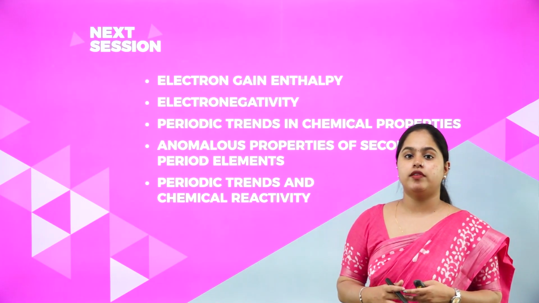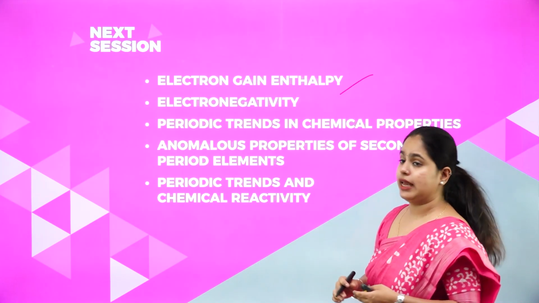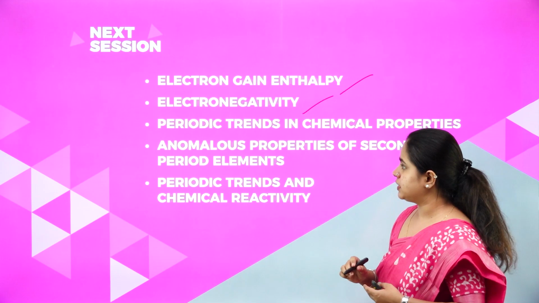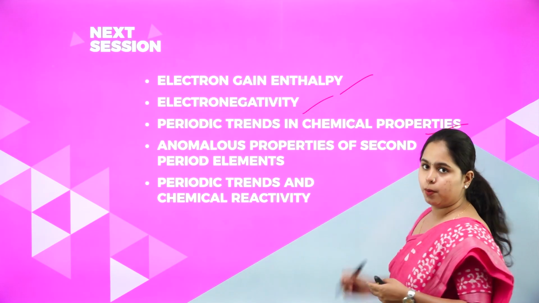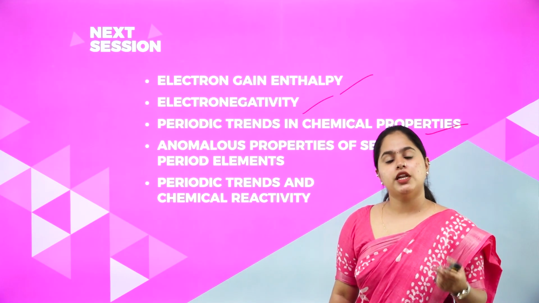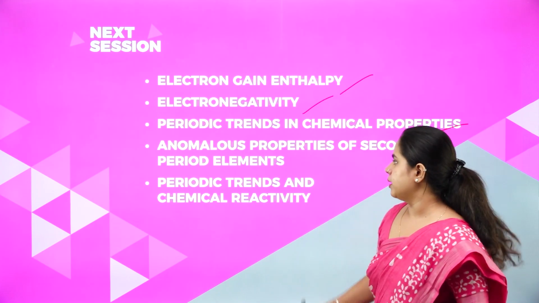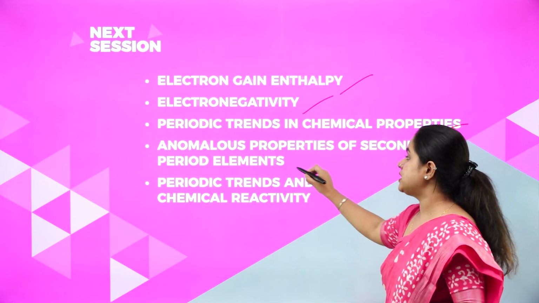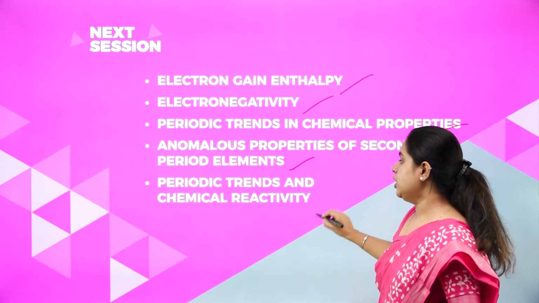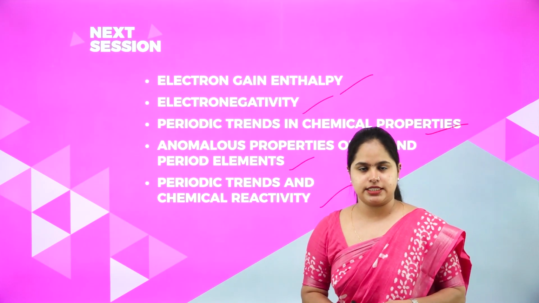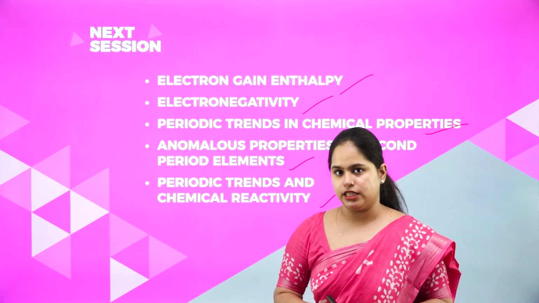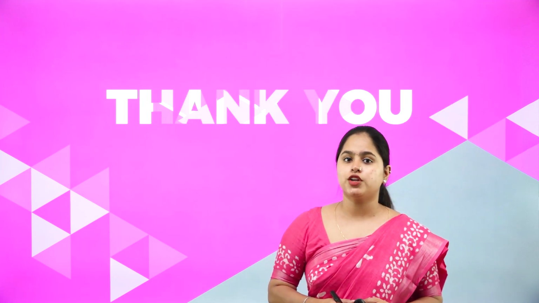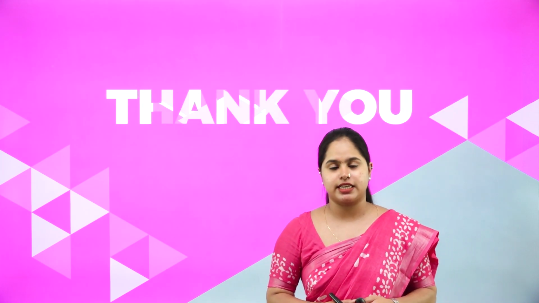In the next class, we will be discussing electron gain enthalpy, electronegativity, and periodic trends in chemical properties. So in this class, we studied the periodic trends in physical properties, and then the anomalous properties of second period elements and periodic trends in chemical reactivity, where we will end this chapter. I hope what we have discussed in this session is clear for you.